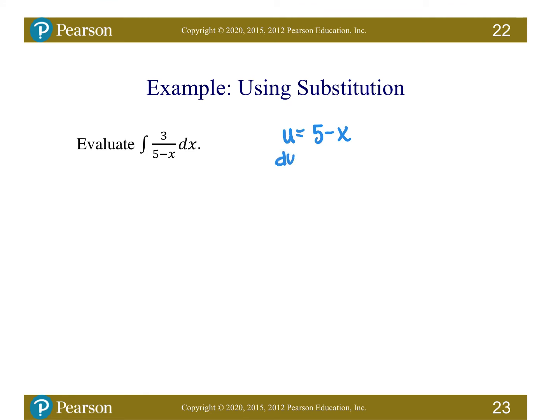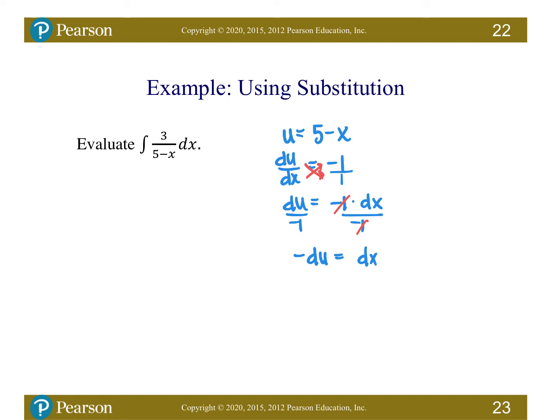So my derivative, du over dx, would be the derivative of 5 minus x, which is negative 1. And then we'll put a 1 under it so we can cross multiply. And we'll have du equals negative 1 times dx. And we'll divide away that negative 1 so that we can get dx by itself. So that turns out to have dx alone, and then du divided by negative 1 is negative du.